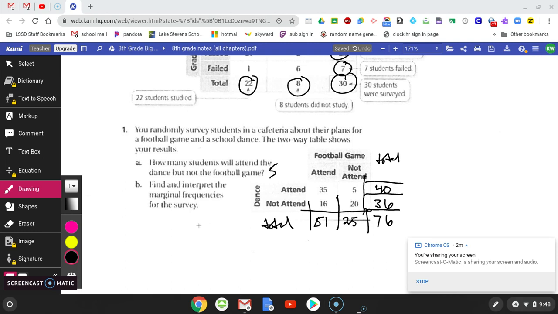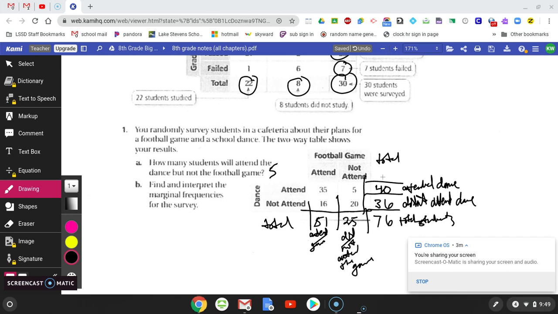So find and interpret the marginal frequencies. Well, we had 40 that attended the dance. We have 36 that didn't attend the dance. There's 76 total students. There's 51 students that attended the game. And there are 25 that did not attend the game. So that's how we're able to interpret them.